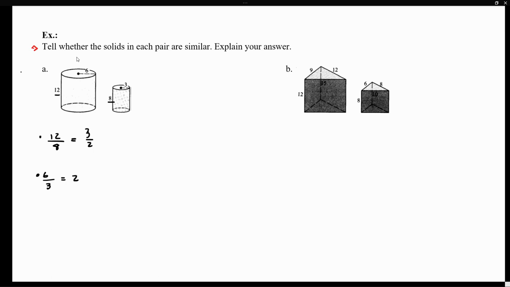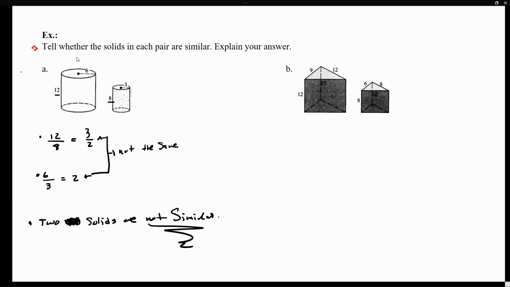Now, notice that we don't have the same value here. So therefore, these two solids are not similar. They're not similar because when we compare the radius with the radius and the height with the height, we didn't get the same value out. So there is no scale factor, and if there's no scale factor, the solids are not similar.